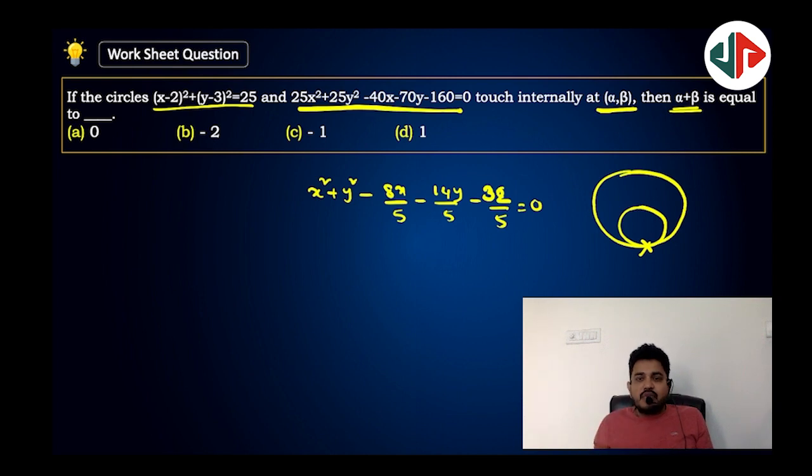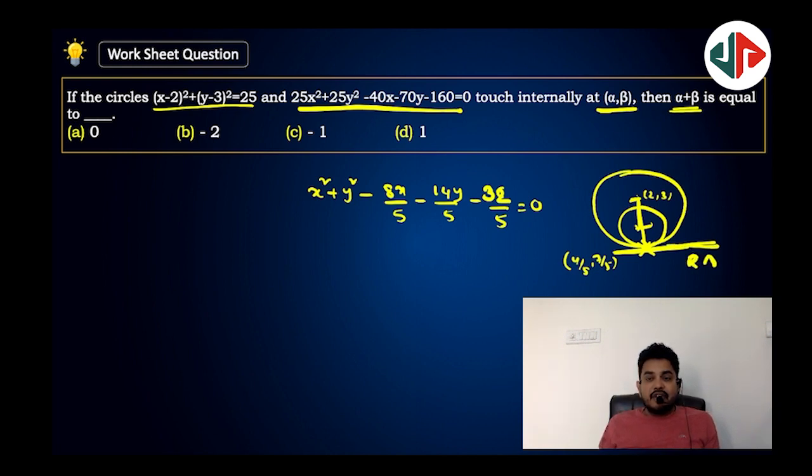Okay. So somewhere here 2 comma 3 will be there, and the center of this circle is 4 by 5 comma 7 by 5. So where is it going? Here, this one. Okay, so very simple. Here you can write this is the radical axis. You find the radical axis, put off the perpendicular from 2 comma 3 to this one. Put off the perpendicular.